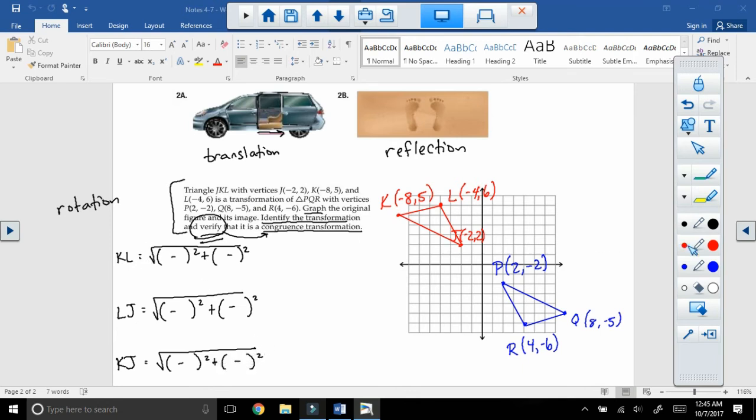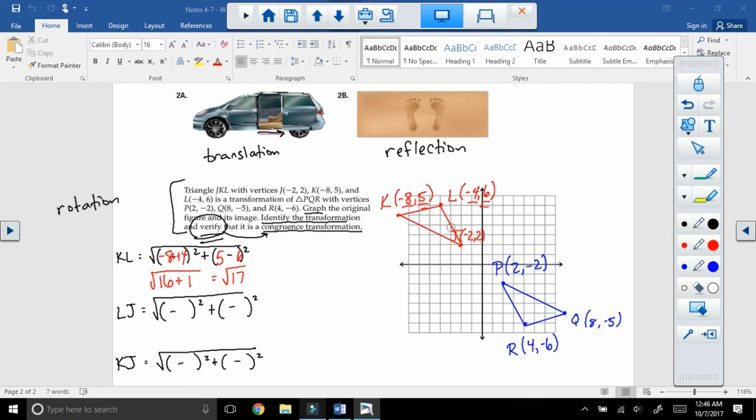Okay, so for KL, I'll use red now. For KL, the distance between those x values is -8 minus -4. We've got to add the opposite there. And the distance between the y values, 5 and 6. When I subtract those, I get -4, and -4 squared is a positive 16. I subtract these, I get -1, and -1 squared is a positive 1. So that's the square root of 17.